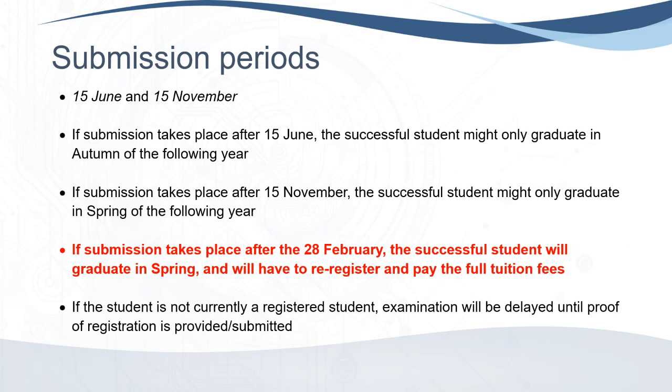if you submit after the 15th of June, you lose the guarantee of graduating in September, and then you will most probably only graduate in the autumn graduation, the March, April, May graduation of the next year. If the submission takes place after the 15th November, there is no guarantee that you will graduate during the autumn graduation, and it could only then be in the spring of that following year.